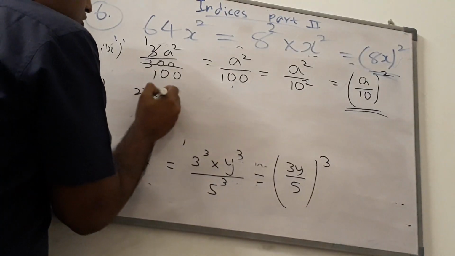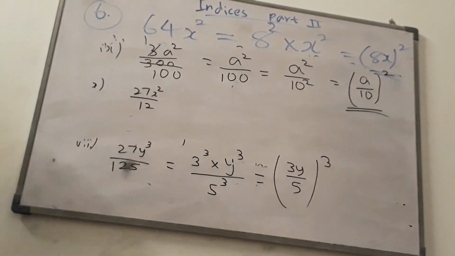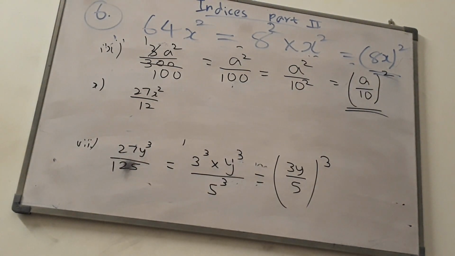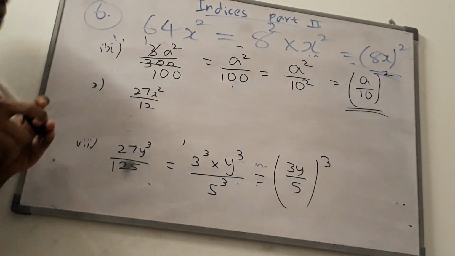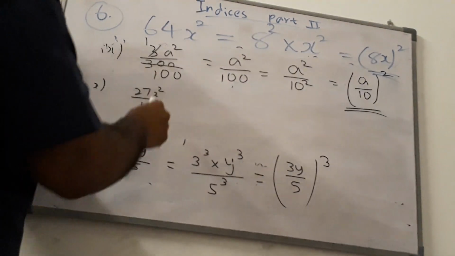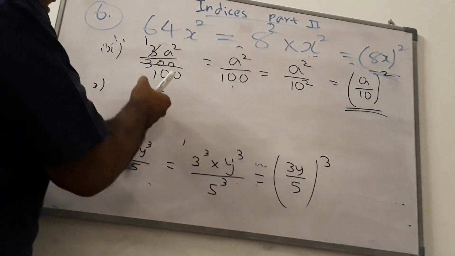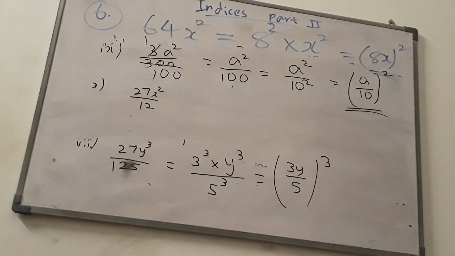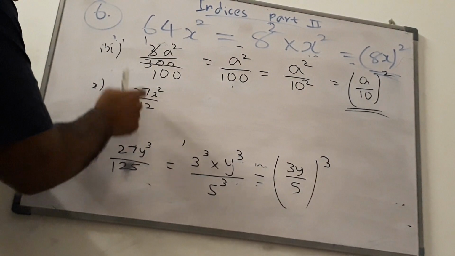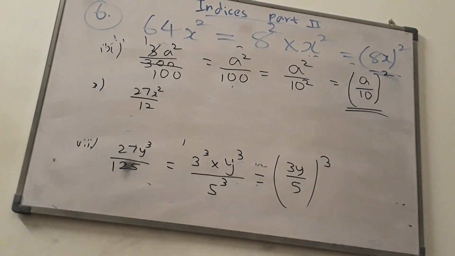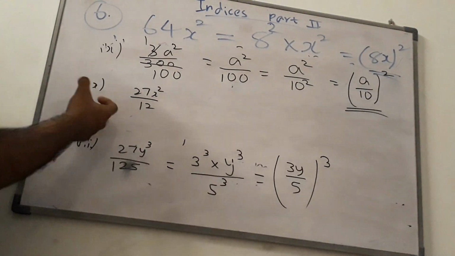Next, 27x squared over 12. We know 27 is 3 to the power 3. But the index of x is 2. So if we write 27 as 3 to the power 3, we might be in trouble. Before that, we can check whether 27 and 12 have a common factor. Yes, there's a common factor.